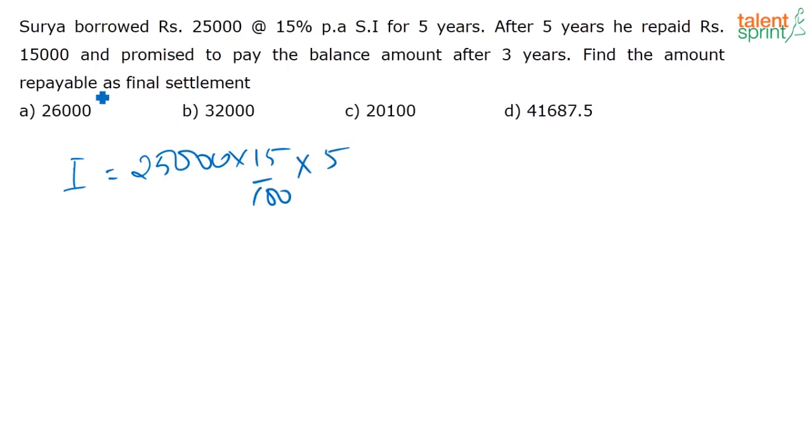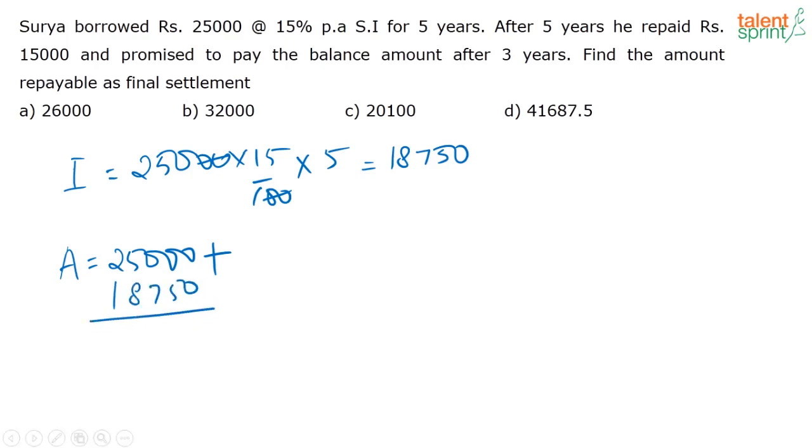Now, he repaid rupees 15,000 and promised to pay the balance amount after 3 years. So what will be the amount that he has to pay after 5 years? It is nothing but 25,000 plus this interest. So 25,000 plus this interest is what he has to pay after 5 years. This comes to 15 into 5 is 75, 75 into 25 is 18750. Am I right? So 18750 is the interest that he has to pay. So at the end of the 5 years, the amount that Surya will have to pay is 25,000 plus 18750, which is equal to 43750.